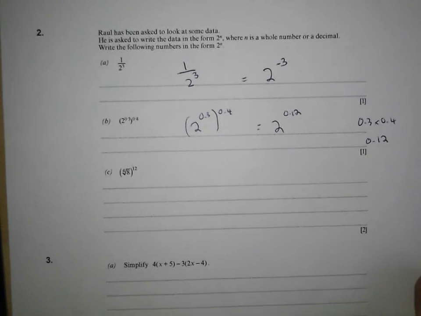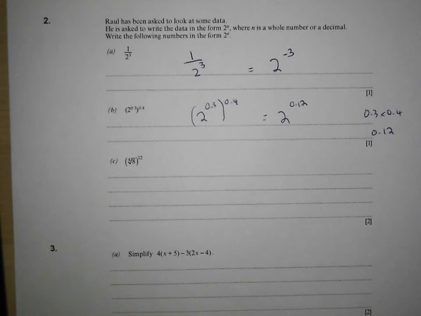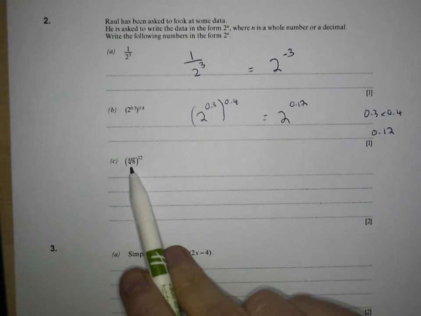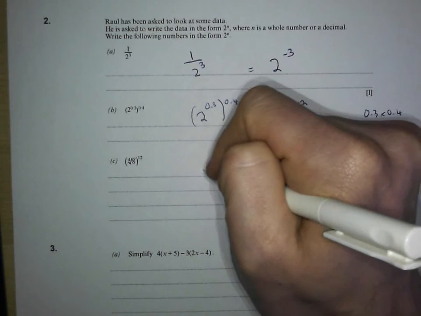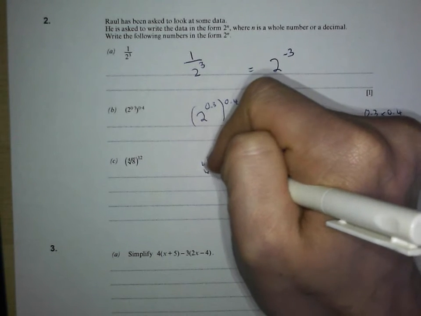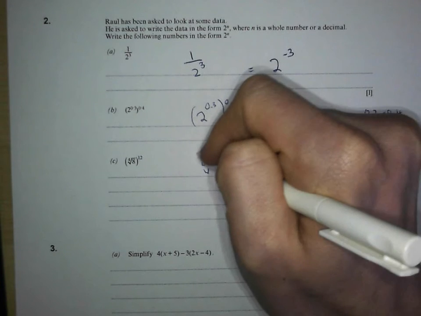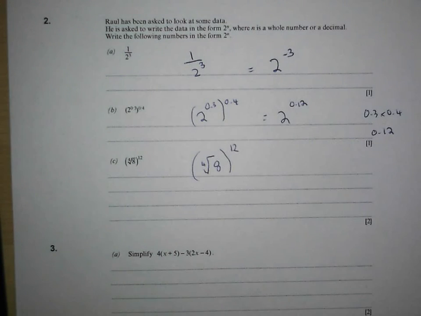And then you're thinking, well, this isn't too bad, Raoul. And then he messes you up with this one. Look at this. I'll just write that a bit bigger just in case you can't see it. It's the 4th root of 8 to the power of 12. And we need that in terms of 2 to the power of something.